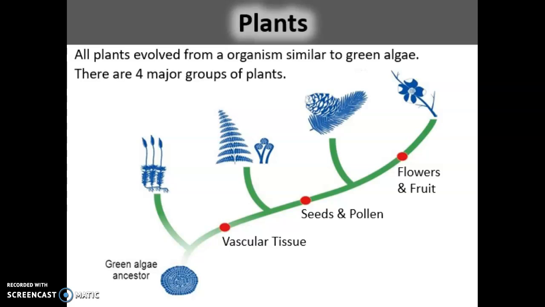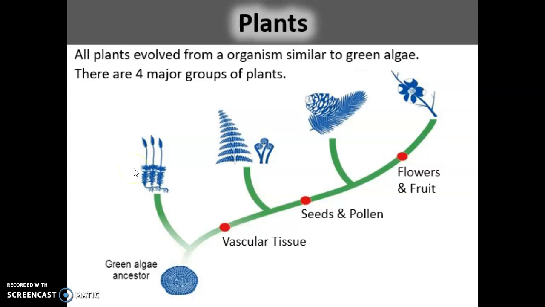Hi everybody. For the rest of this chapter, we're going to be talking about the four major groups of plants that have evolved to live on land. Remember that all plants started off in the ocean from an ancestor that was similar to green algae. The first plants to evolve to live on the land were these guys right here. These are the mosses and the other non-vascular plants, which is going to be our focus today.